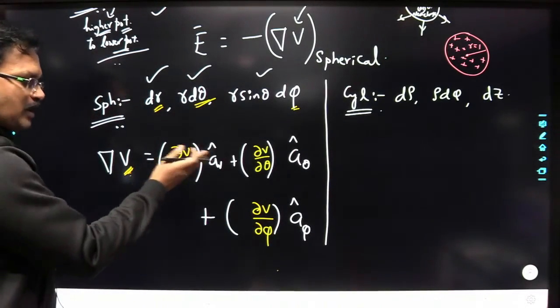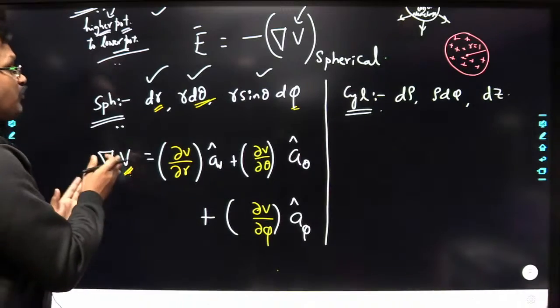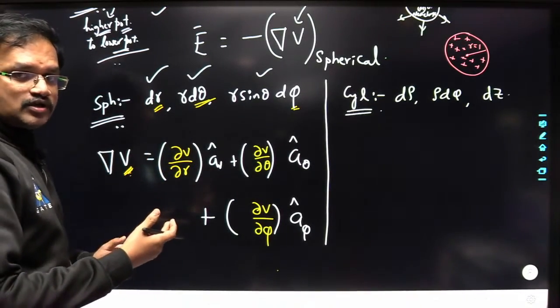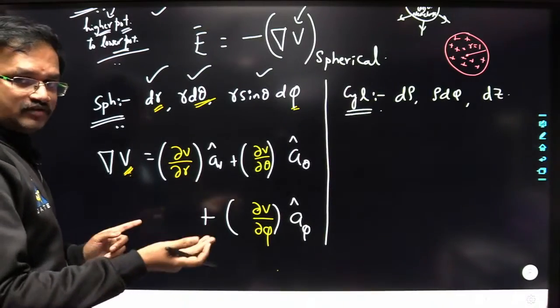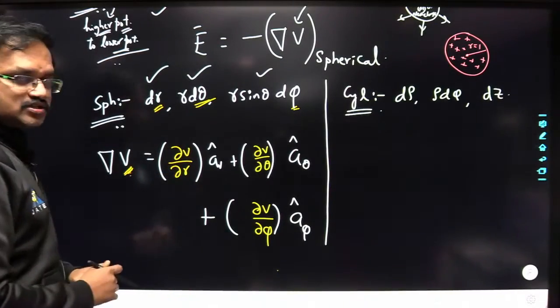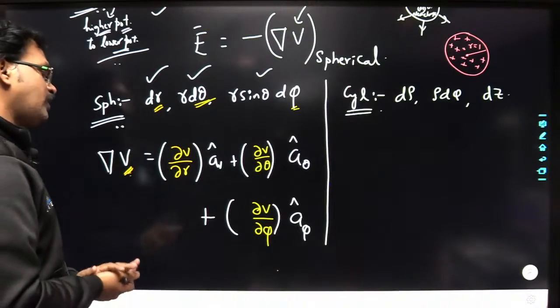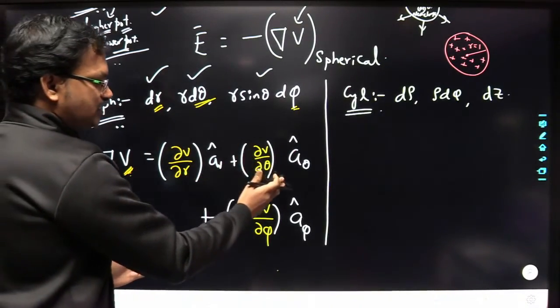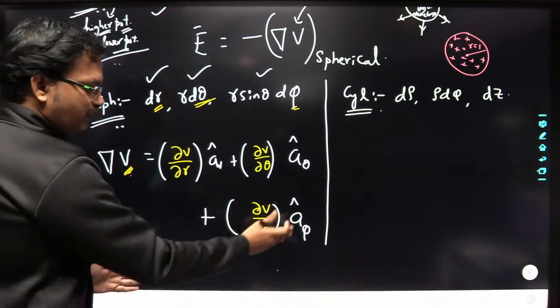Why am I using partial differentiation here? Because the potential is not only a function of R, it is also a function of theta. So it is a function of more than one variable. That's why I am using partial differentiation here. So dou V by dou R, A_R cap, plus dou V by dou theta, A theta cap, plus dou V by dou phi, A phi cap.